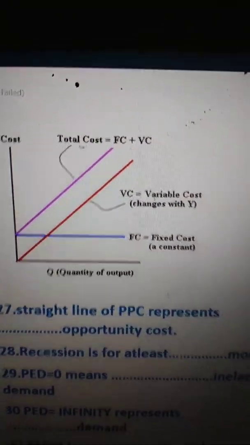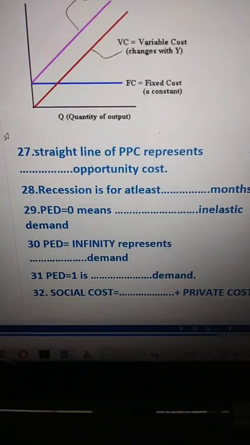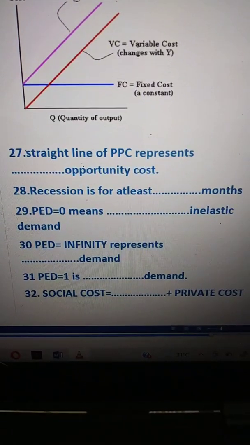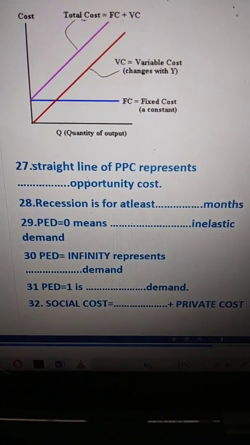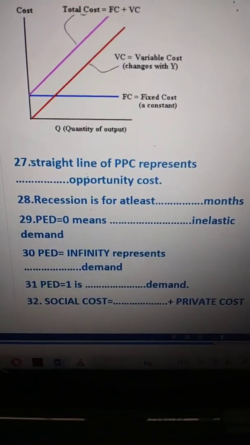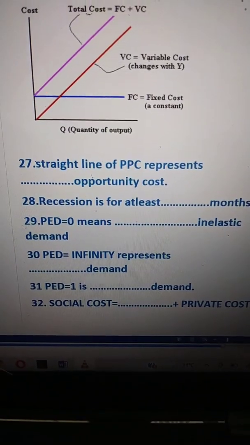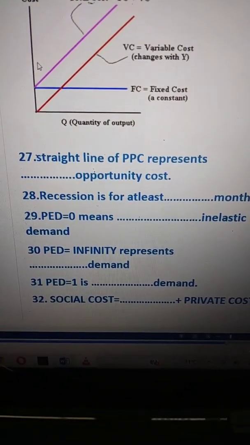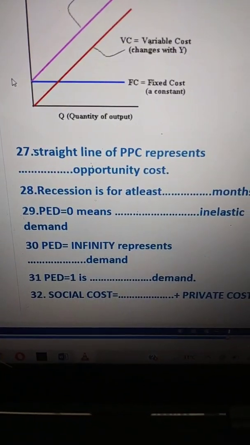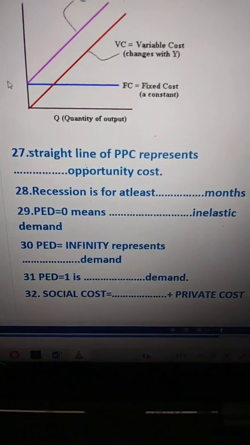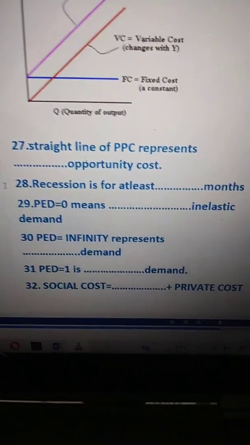Question number 27. A straight line of PPC represents, this is a tough one. Try what should be the term which we use over here. They can give you a straight line of PPC and ask what it is. Constant, very good. It is the PPC of constant opportunity costs. Remember this 27, okay? It can surprise the students in the exam.